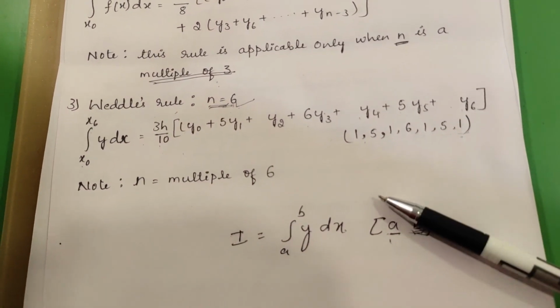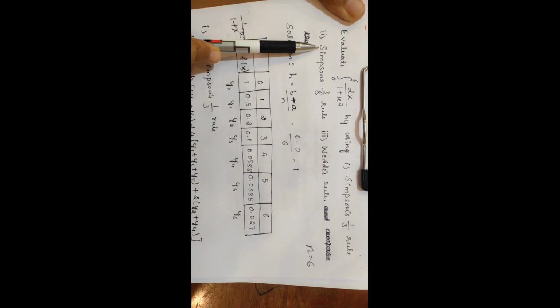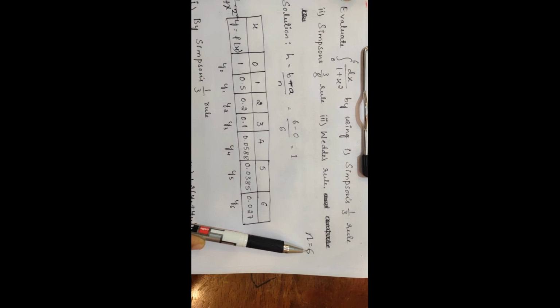Then next we'll solve the problem. Evaluate the integral from 0 to 6 of dx by 1 plus x squared using Simpson's 1/3 rule. For the same problem I'll solve by applying all 3 methods: Simpson's 1/3 rule, Simpson's 3/8 rule and Weddle's rule. These 3 rules are applicable when n is 6. The first, Simpson's 1/3, is applicable when n is even, so 6 is even. The second, Simpson's 3/8, is applicable when n is a multiple of 3, so 6 is a multiple of 3. Weddle's rule is for multiples of 6, so 6 works.